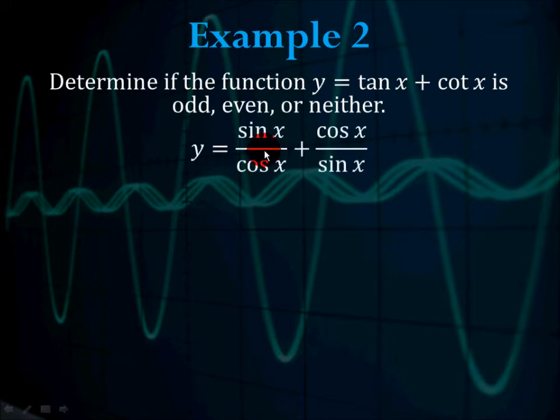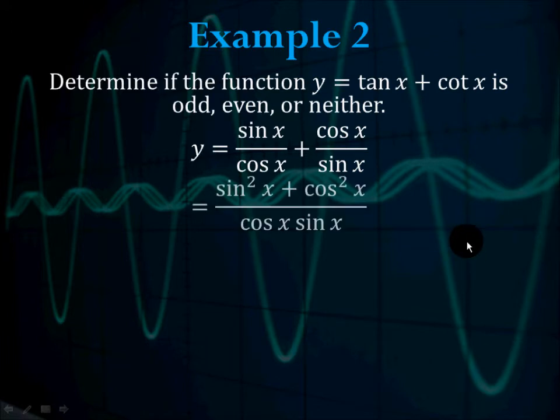Alright, so tangent of x is equal to sine of x over cosine of x. Cotangent of x is equal to cosine of x over sine of x. Now, if you didn't get this far, you can stop the video and try to simplify it into one expression and see what you get.